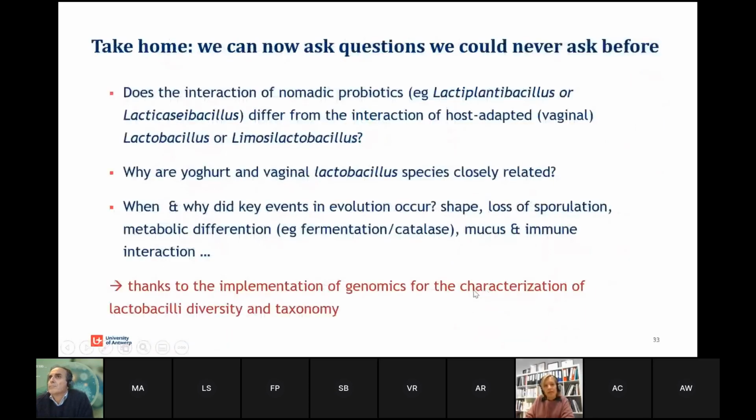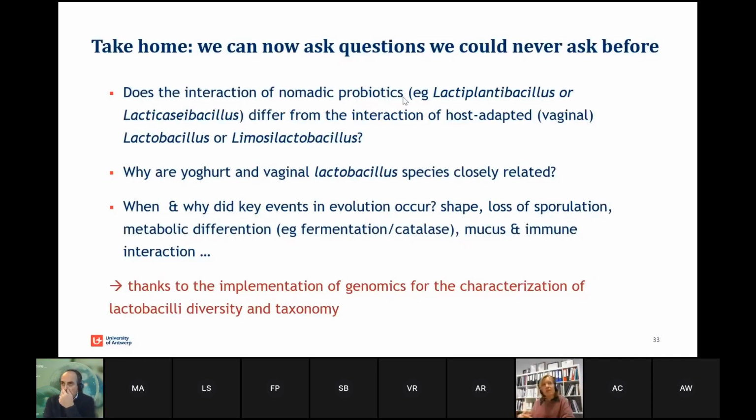So that leads me to my take-home message. Thanks to the implementation of genomics for the characterization of the Lactobacillus diversity and taxonomy, we can now really start our work and start asking questions we could never answer or ask before. For example, one of the fundamental questions related to applications we ask ourselves is, does the interaction of certain nomadic species differ from interaction with more host-adapted Lactobacillus species?